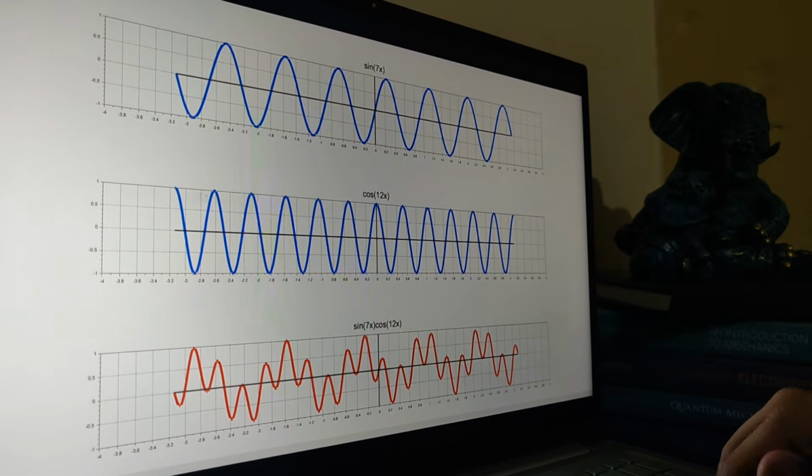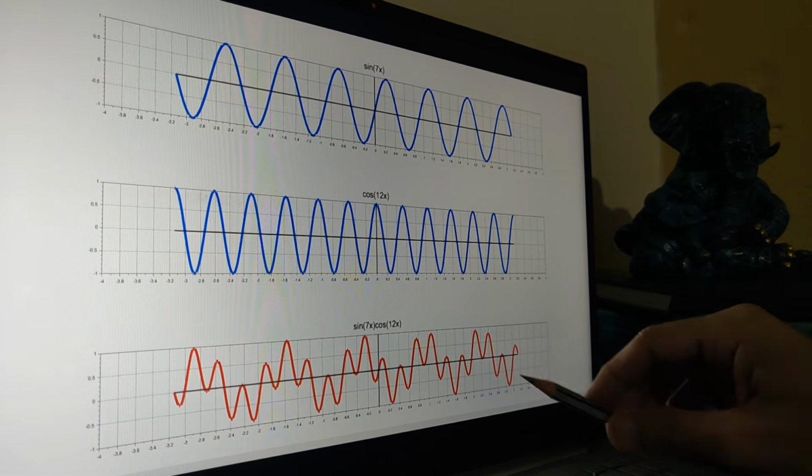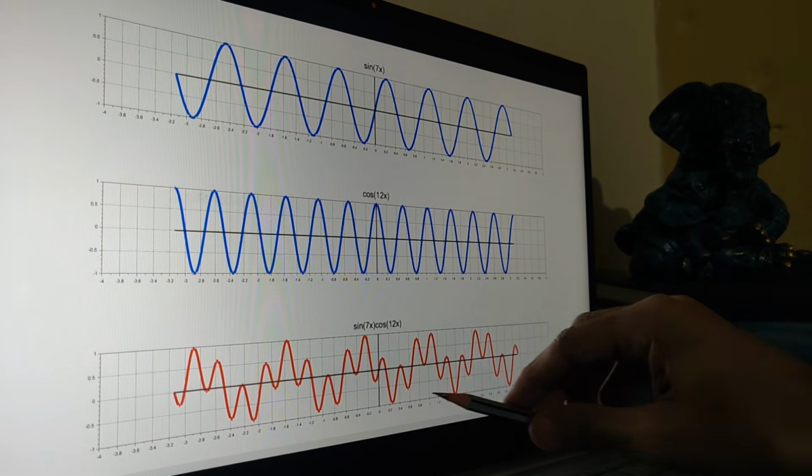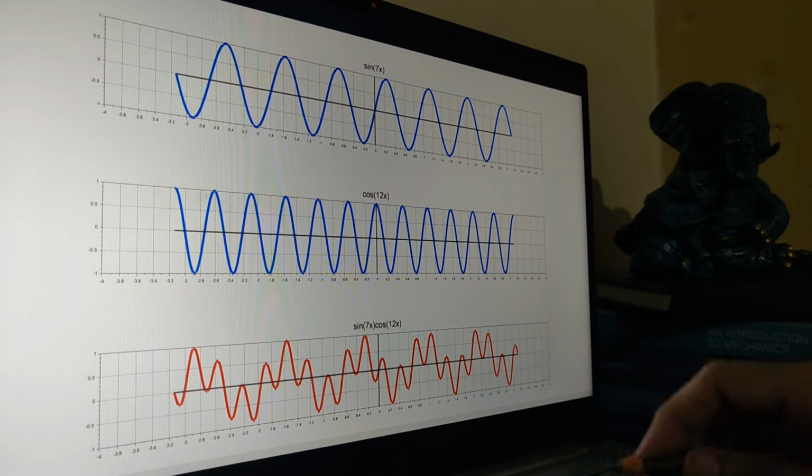And I wasn't showing you any higher harmonics because when I take sine of 7x, cosine of 12x, and when I multiply them, look what you get. You get like a complete zoo.